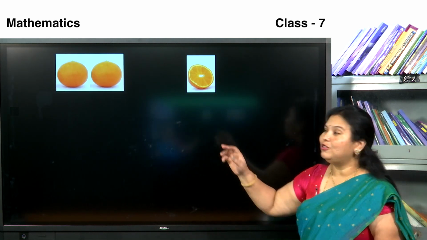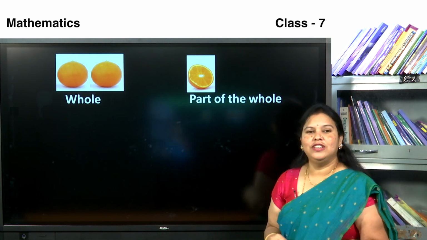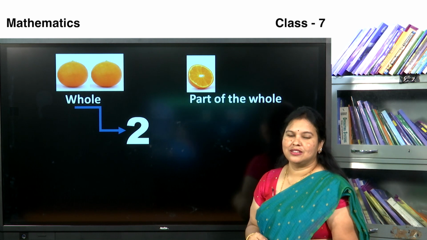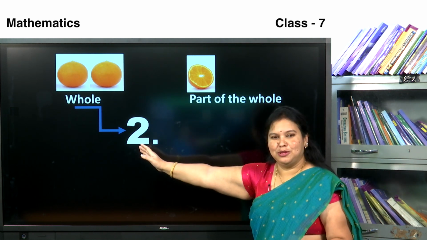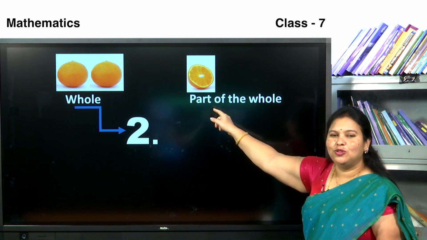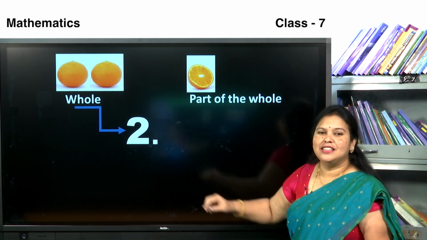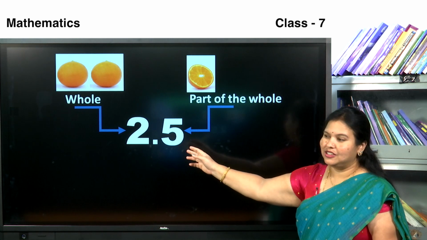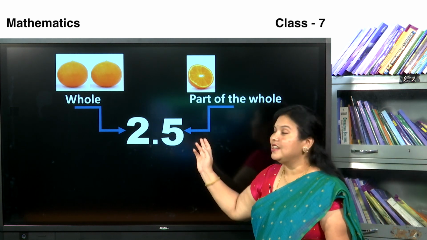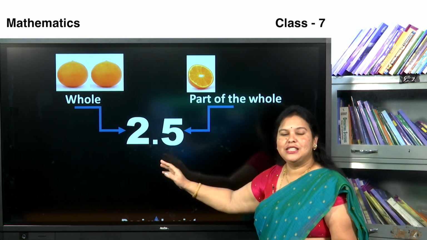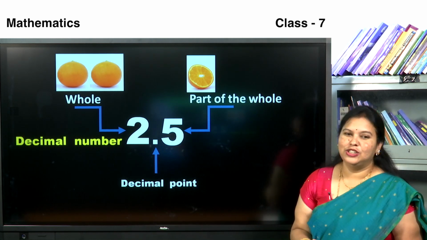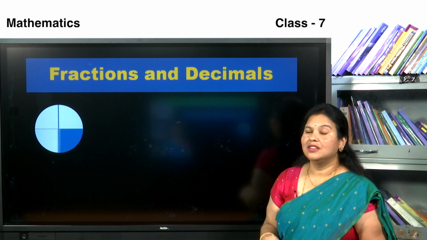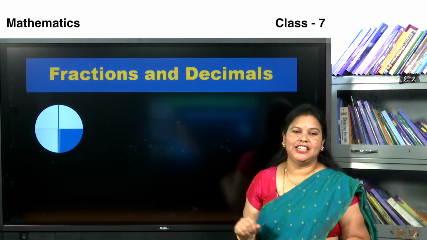Then how to write a decimal number? Here we have 2 full oranges. So we can take 2 as whole number. So we have to write this on the left of the decimal point. And part of the whole is represented on the right of the decimal point. So the number represented with the decimal point is called a decimal number. Did you understand, children?